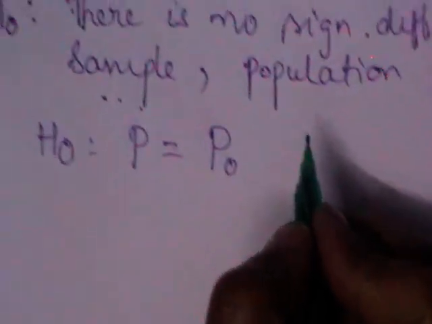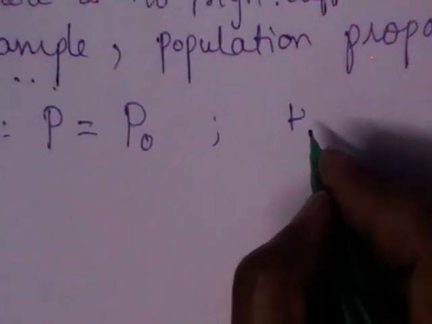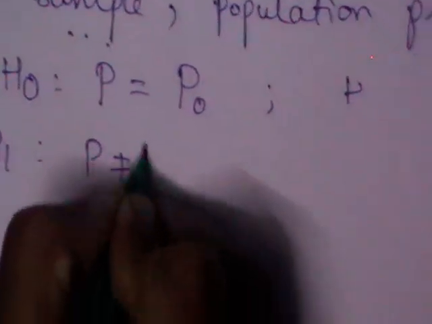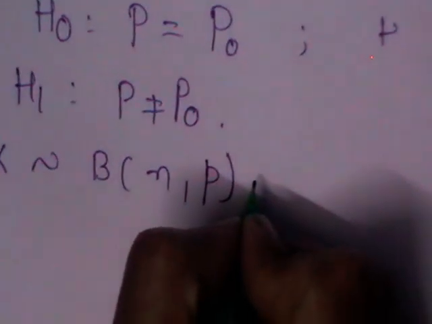Or otherwise we can write this as P is equal to P naught. Now, what is H1 here? P not equal to P naught. Now, to define, as we are calling this X a binomial variate, what are all these tests? These are large sample tests.